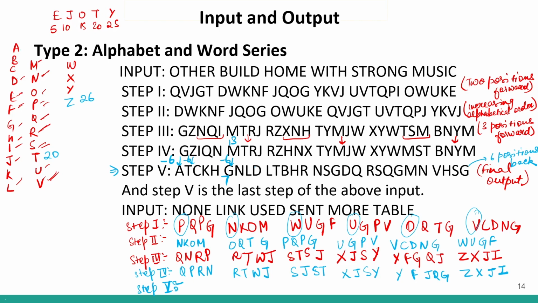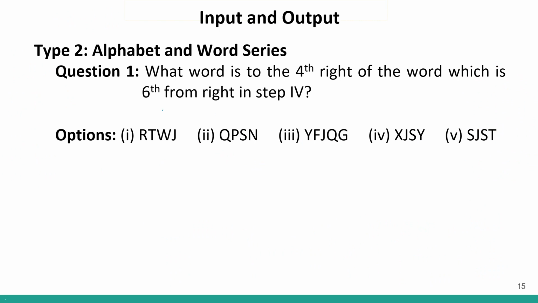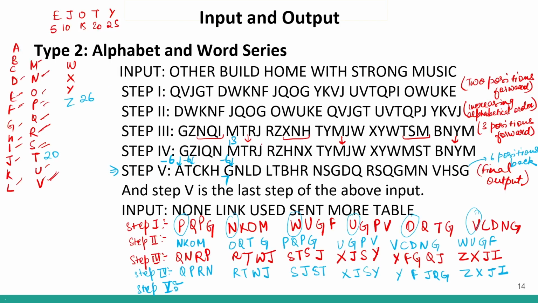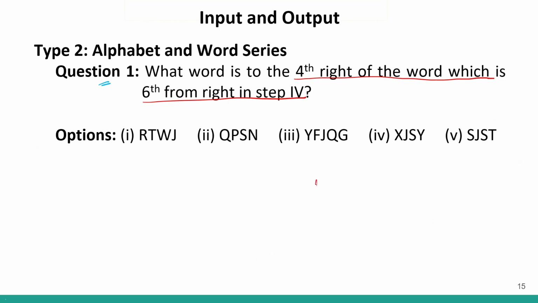Okay, so let us look at the questions first. Question 1 is, what word is 4th right of the word which is 6th from right in step 4? So 4th right to 6th right in step 4. So this is my step 4. This is your left, this is your right. So 6th to the right, 1, 2, 3, 4, 5, 6. And then 4th to the right, 1, 2, 3, 4. So it will be Y, F, J, Q, G. Y, F, J, Q, G is given in option number 3. So option number 3 will be your answer.